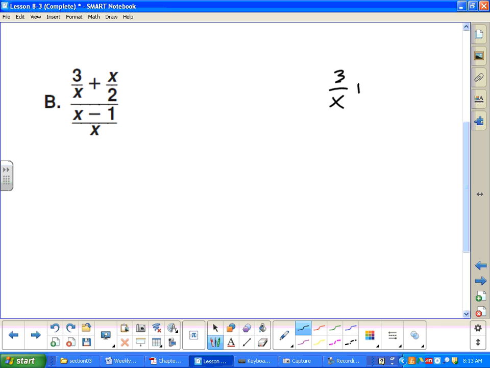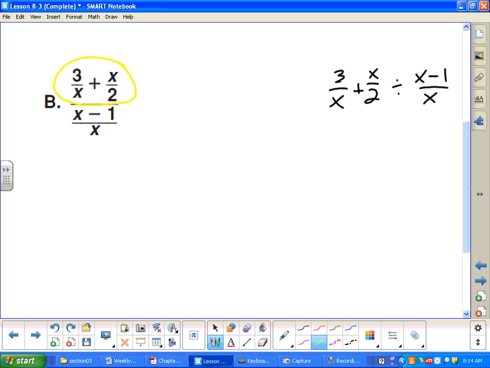3 over x plus x over 2 divided by x minus 1 over x. Okay? It's the same thing as that, which is just what we've been working with. So the only difference with this problem is that in the numerator, the top part, we need to get a common denominator first. But then we have a fraction divided by a fraction, which to simplify that, we just copy, change, and flip.